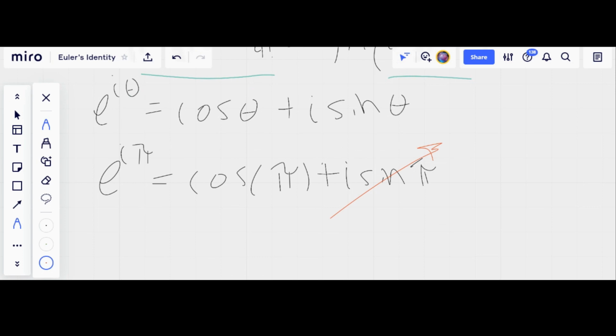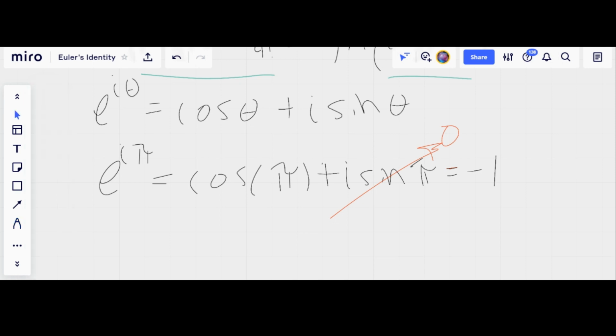Well, the sine of π is just 0, so we can just get rid of that, right? And the cosine of π is -1. And so therefore, we get the equation that was so sought after: e^(iπ) is equal to -1.